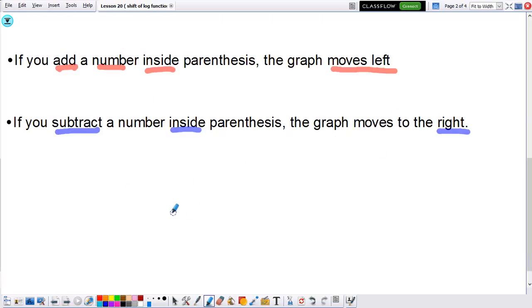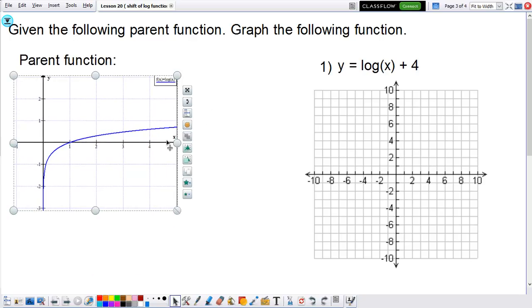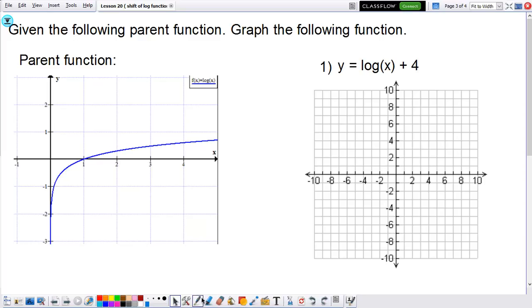Now let's put this concept into practice. Here, the original function is always going to be called the parent function. It's too small, I don't know if you can see it there, but let me rewrite it. This is a function for just log of x. So this is our original function, and we know that our original function is always going to look like this. Log is always going to have this shape, passing at 1, 0.